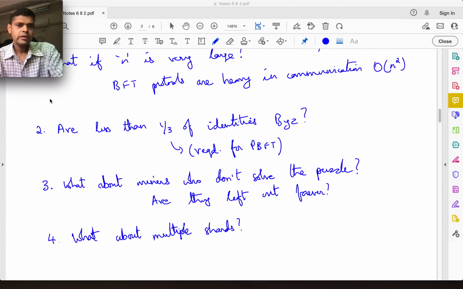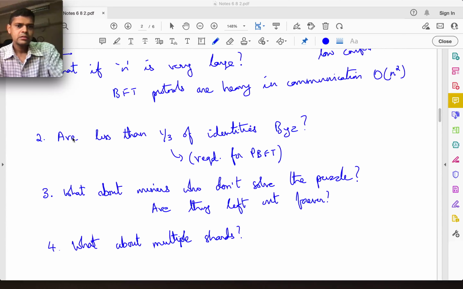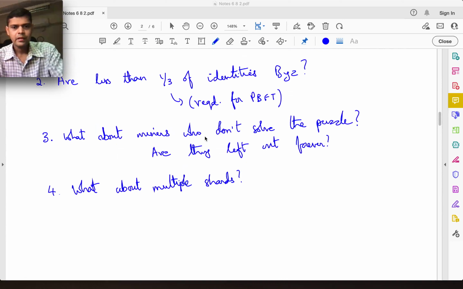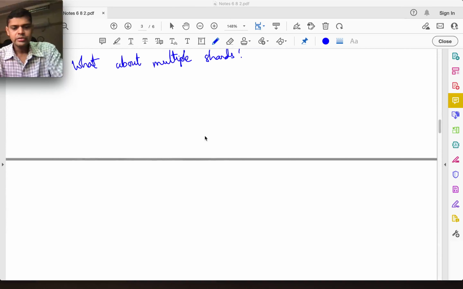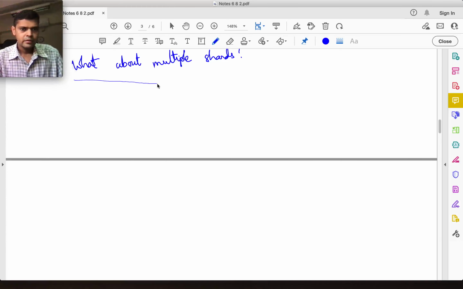So let's look at this second question. How can you be sure that less than 1/3 of the identities are Byzantine? Because if that's not true, then we are in trouble. Okay. So what is the trick to be used here? Answer to question 2.